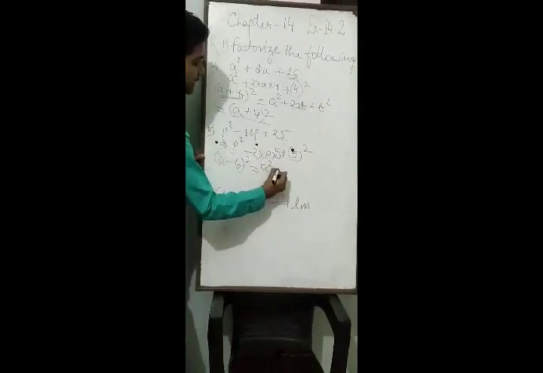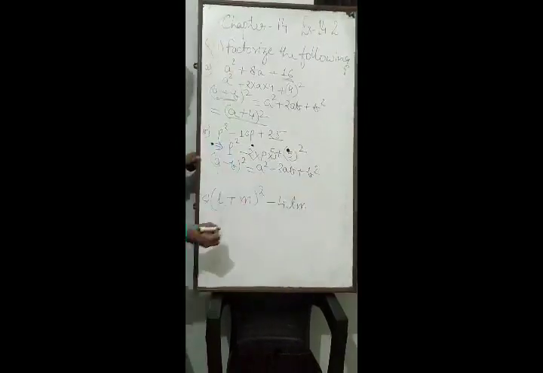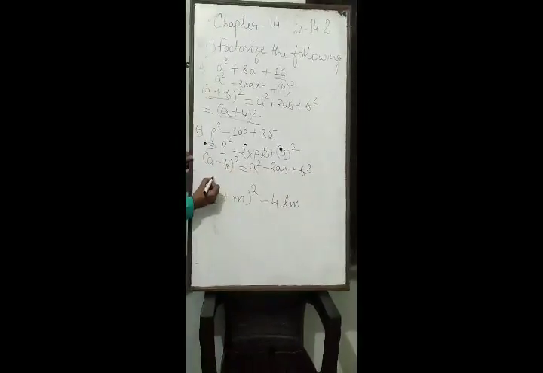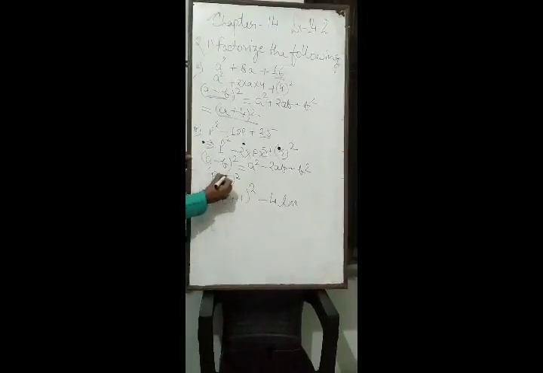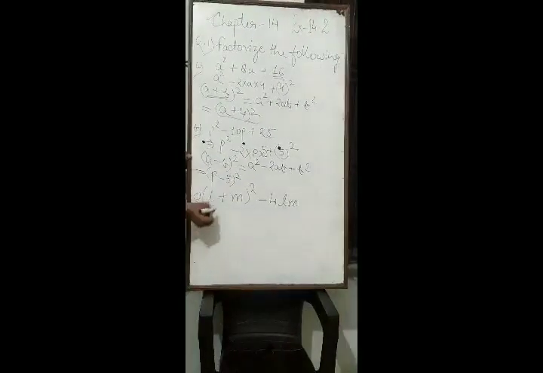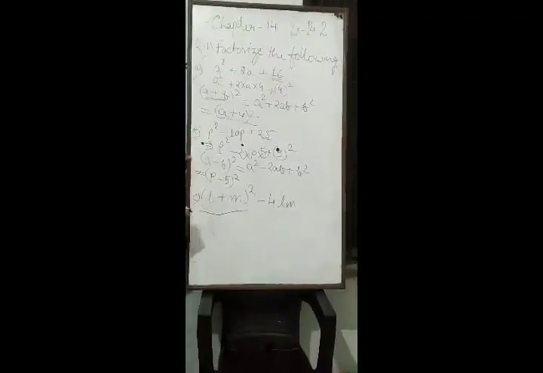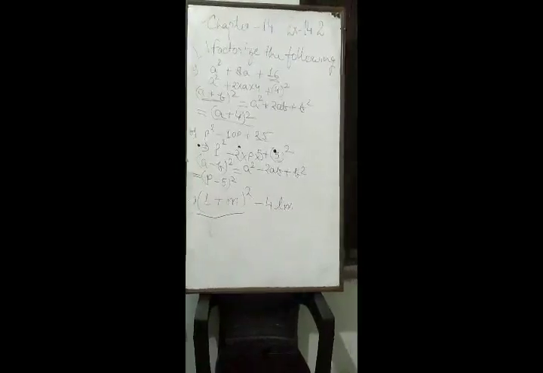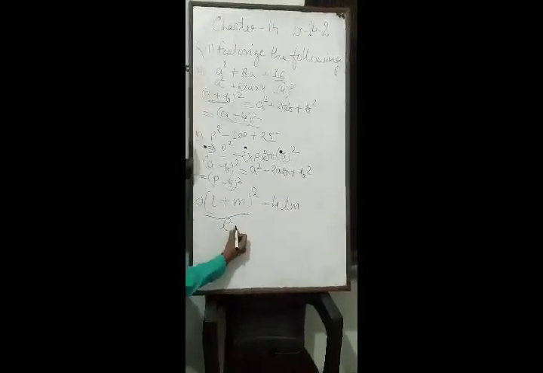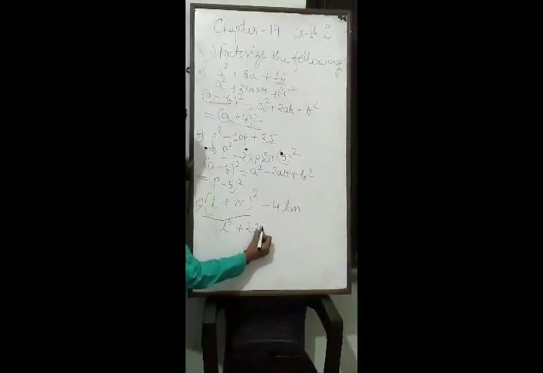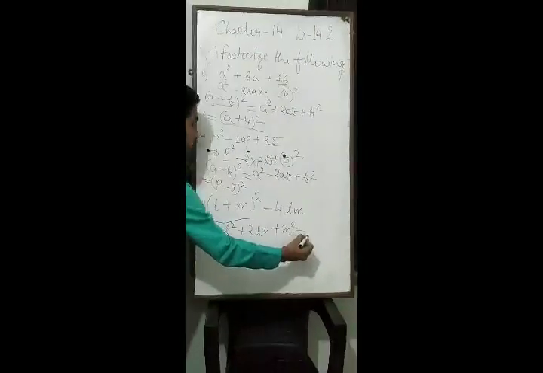That means a square minus 2ab plus b square. So now we can write this value like p minus 5 whole square. Similarly, students, try to solve this question also. Firstly, we can convert this value in the a plus b whole square identity. That means we can write a square plus 2ab plus b square, and we can write minus 4lm like this.